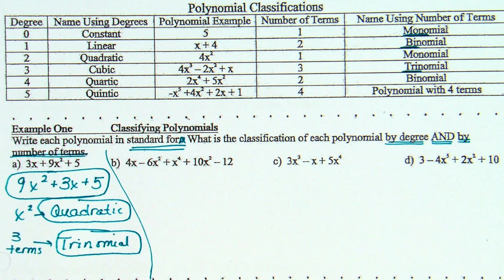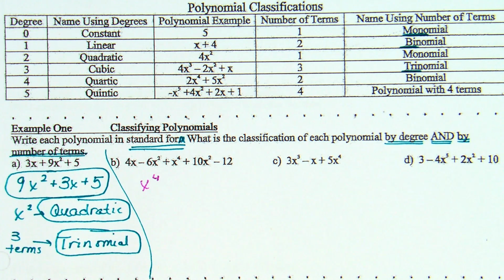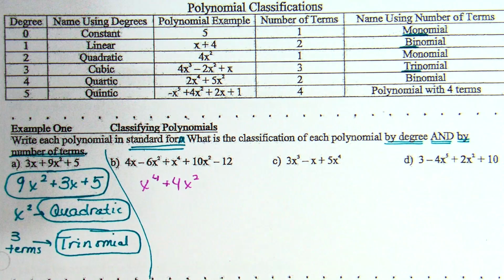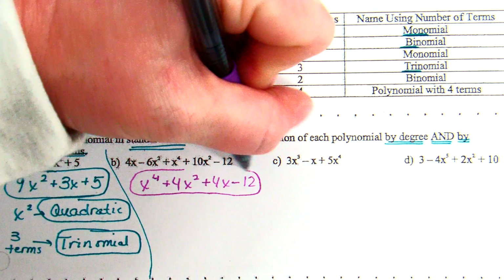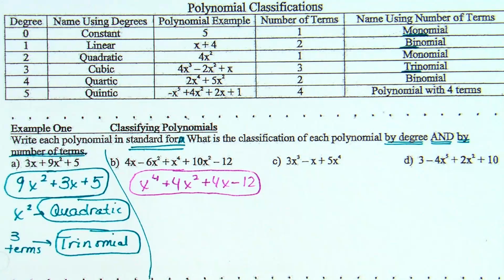What comes after x to the 4th? Well, it's not a question of does negative 6x squared come next or does 10x squared come next? Those are like terms. So you need to combine like terms. So negative 6x squared plus 10x squared is 4x squared. So x to the 4th plus 4x squared, and then what? Plus 4x minus 12. So yes, please, anytime you have like terms that can be combined, combine them. And always make sure to combine like terms before you name it, because that can affect your name.